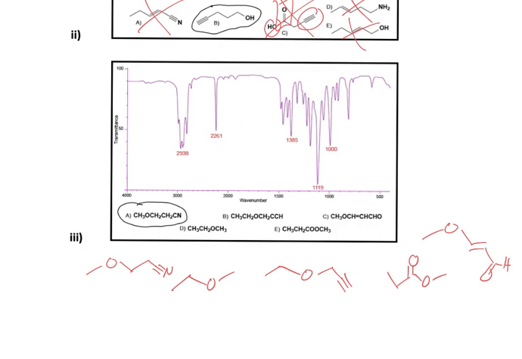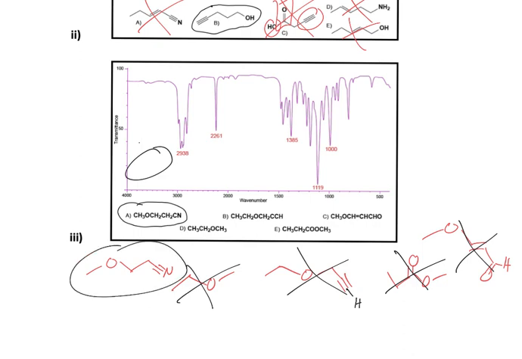Again, see the triple bond? See the triple bond? So, no triple bond, no triple bond, no triple bond. Triple bond, but it's a terminal triple bond, so it needs to have that sp C-H. I see nothing there, so it can't be that. So it'll basically be the nitrile one.